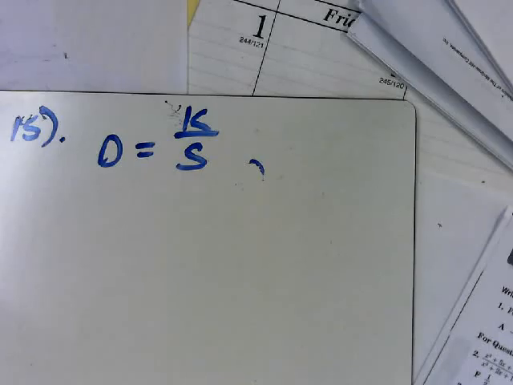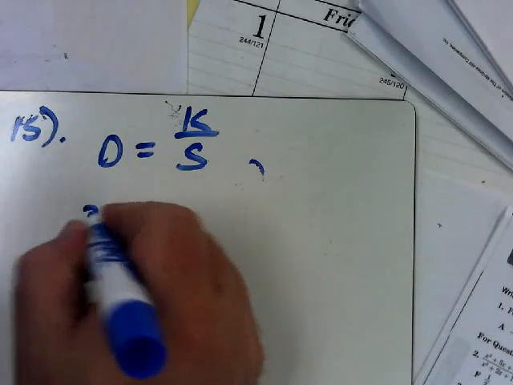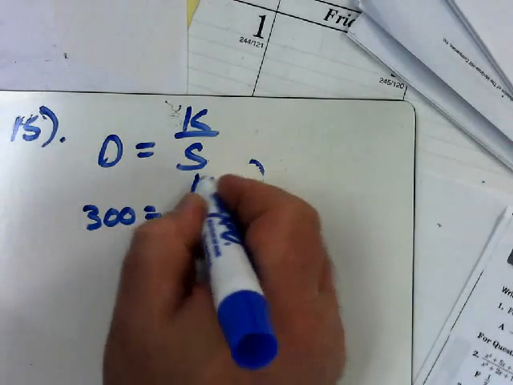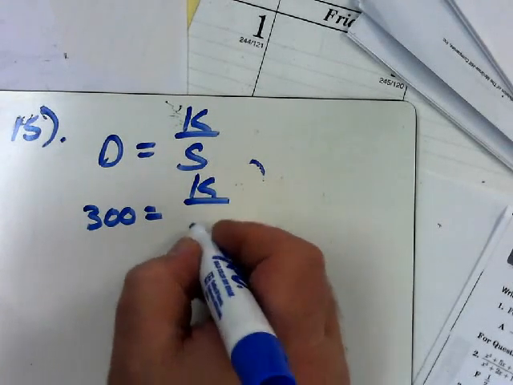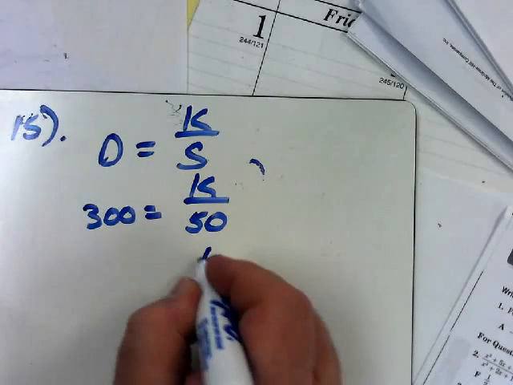If a car traveling 50 miles per hour, well, 50 miles per hour is speed, isn't it? Can travel 300 miles on 10 gallons of gas. Well, the 10 gallons of gas stays consistent throughout the whole problem, doesn't it? Doesn't ask you for a different amount of gas. So distance, 300, is equal to k over 50. So the k is equal to what?